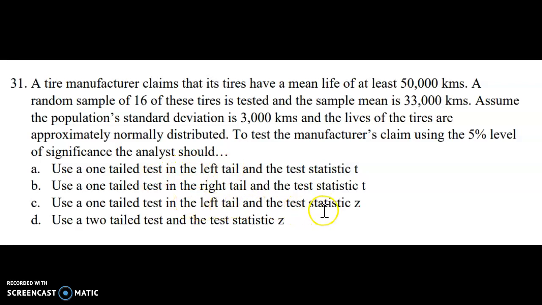C. Now the difference between the two is one is using a t-score, the other one is using a z-score. So in order to use a z-score, we would have to know what sigma is. If we don't know what sigma is, then we're going to be using the t-score. Okay, so it said that the population standard deviation is 3,000. Okay, so that is sigma. So that means that we know what sigma is, which means we'll be using the z-score. So left tail and z-score for our test statistic.